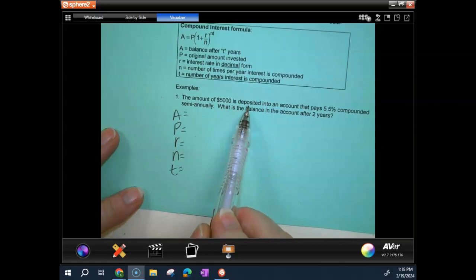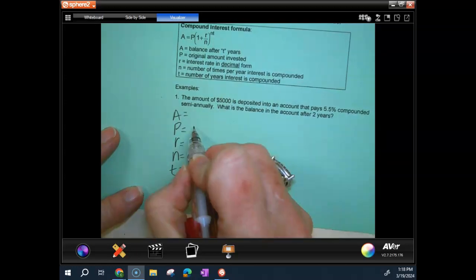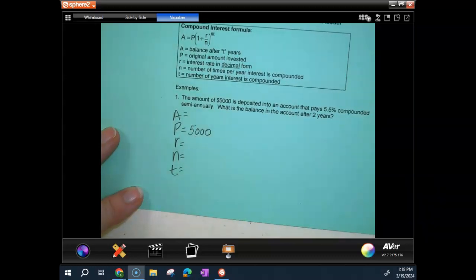So if I read, the amount of $5,000 is deposited. So I only have 2 places. That's either an A or a P. Did I start with it or did I end with it? I started, so that's my P. So I'm going to put 5,000 there.